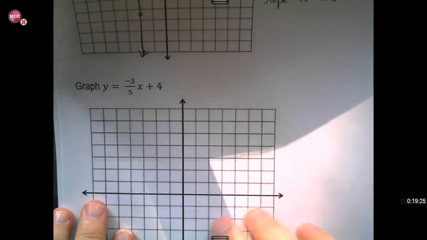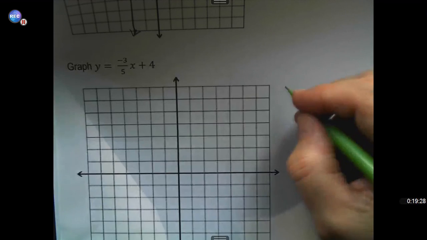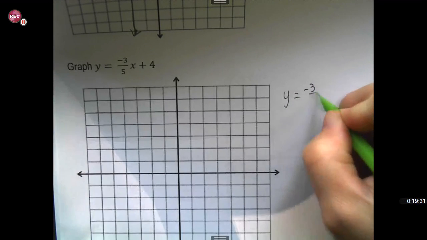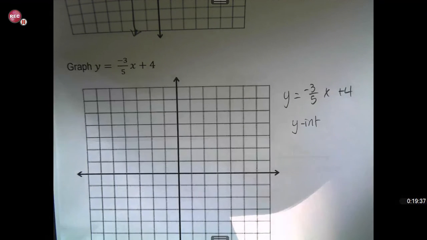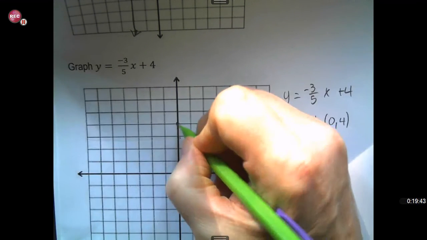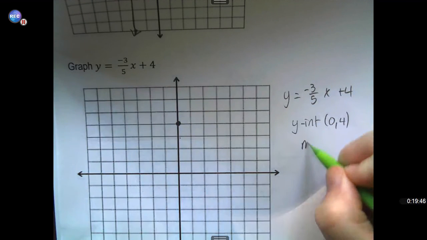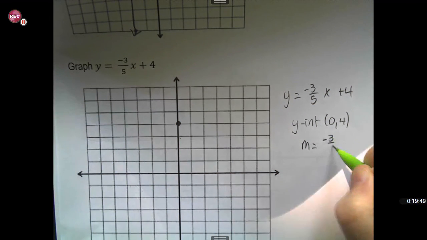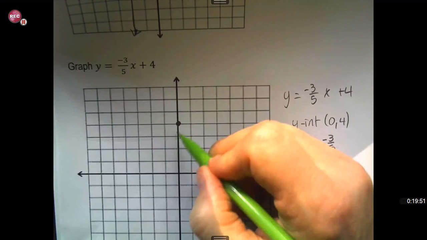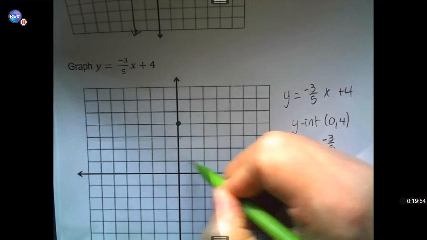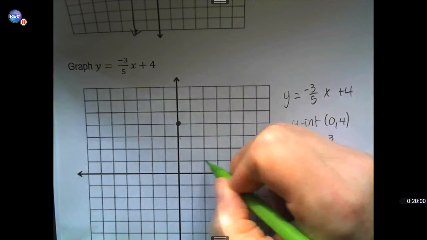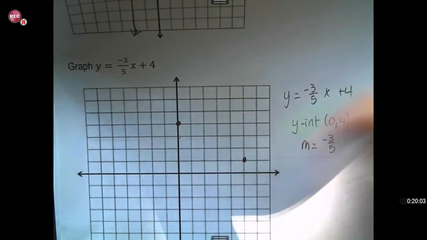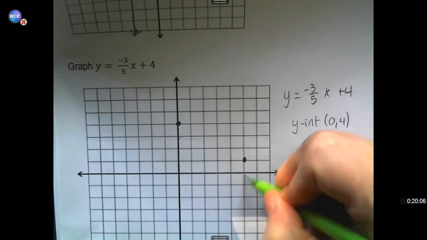So, how do we graph this? Where do we start? We start at y equals negative 3/5 x plus 4. The y-intercept, because we're back to slope-intercept form, is 0, 4. So we start at 4 on the y-axis. The slope of this line is the number in front of x, so it's negative 3/5. So I'm going to, from here, rise negative 3 and run positive 5. And there we go. Okay. And then I can rise negative 3 and run negative 5.